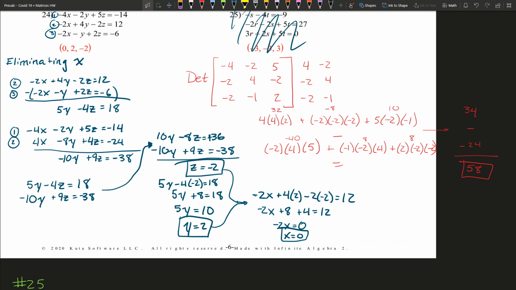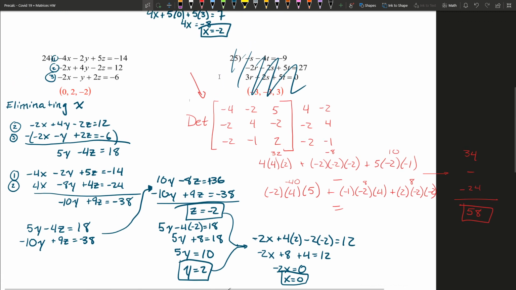In the determinant, the first thing we have to do is get a coefficient matrix. That's in red. The coefficient matrix is just the matrix of coefficients of x, y, and z. So here we have -4, -2, and 5, and -2, +4, -2. That's how you get your coefficient matrix. And those are just numbers. They kind of have something to do with x, y, and z, but right now those are just numbers.